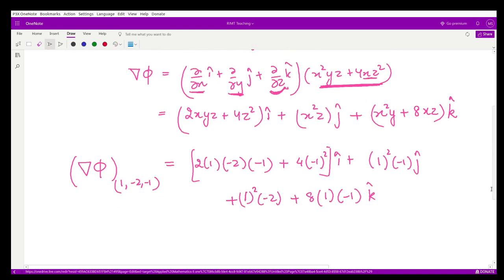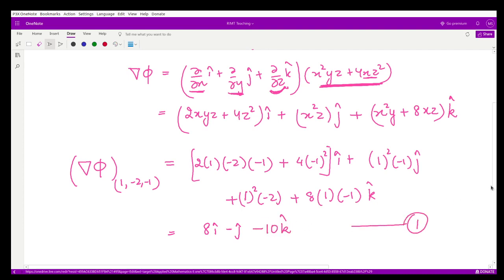So when you solve this, we have two negatives, so it would be 4 plus 4 i cap, so basically it is 8 i cap. And this quantity is minus j cap, and this quantity, minus 2 and minus 8, so this is minus 10 k cap. So this is our first thing that is required.